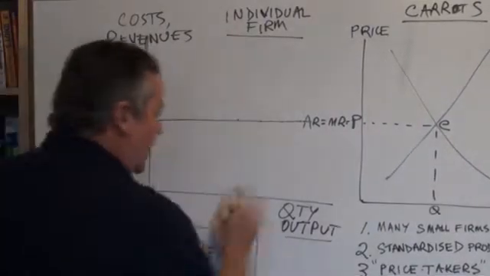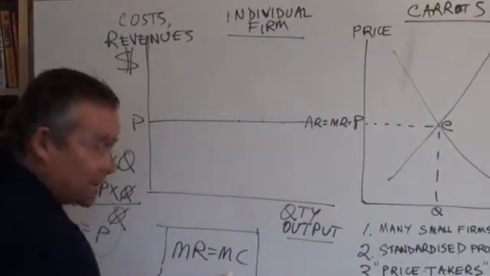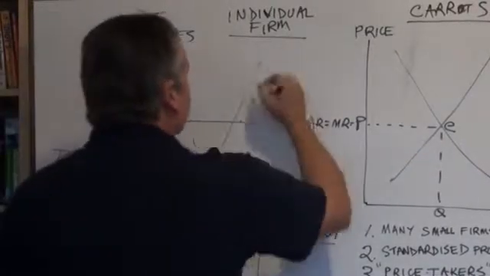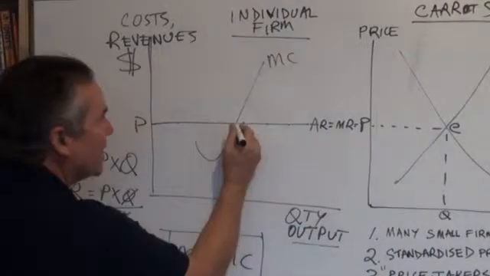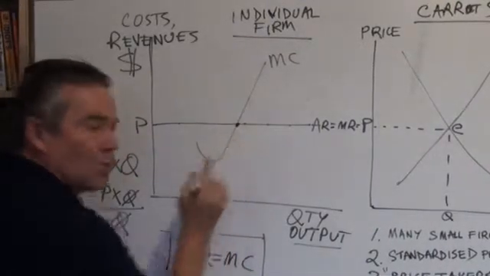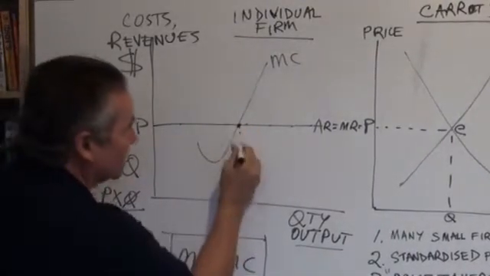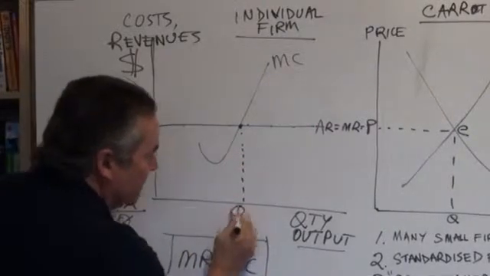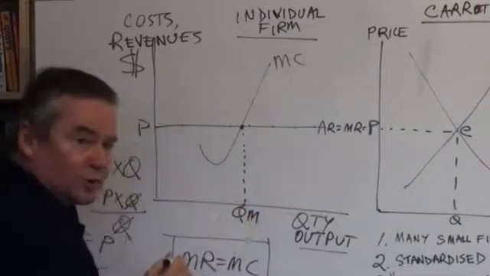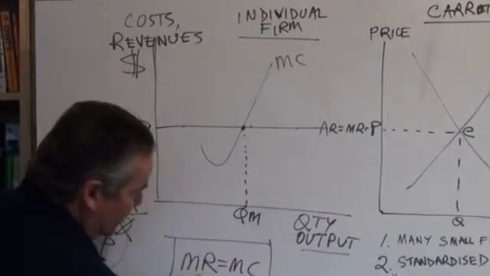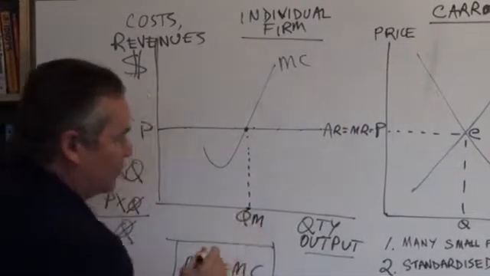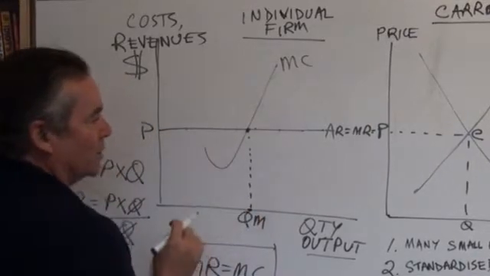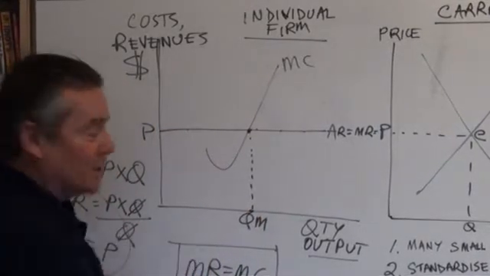Okay, so we've got MR. Of course, we know what this little one looks like, don't we? There it is, right there. Bingo. MR equals MC. What's the significance of this? Answer: it's the quantity of output where these two variables are equated. It's the quantity of output that this farmer will offer to the market that maximises their profit.